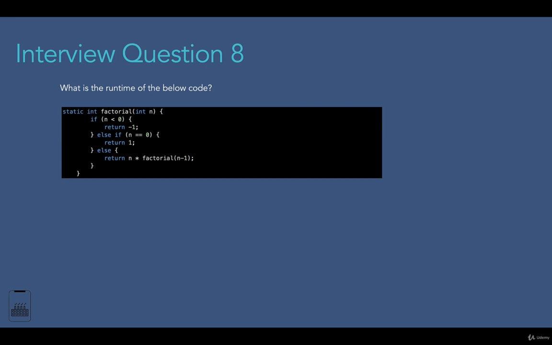Question number 8. Now in this question we are given a method like this. In this method we are calculating the factorial of any given number. So we need to find out the time complexity for this method. Now you might be wondering what factorial is.